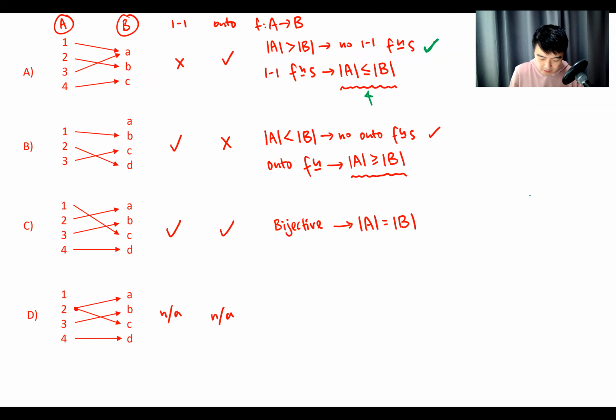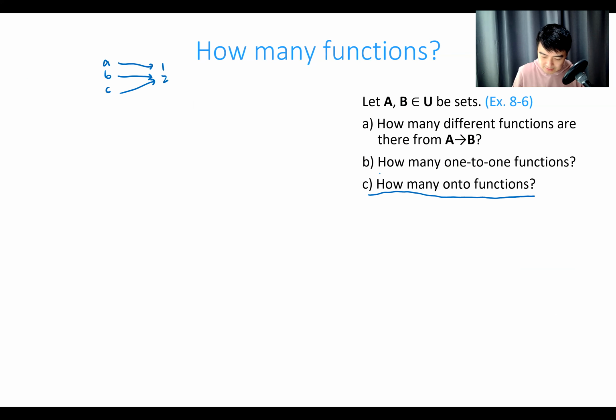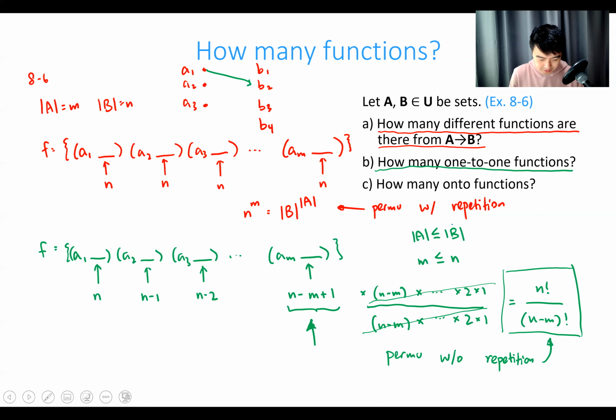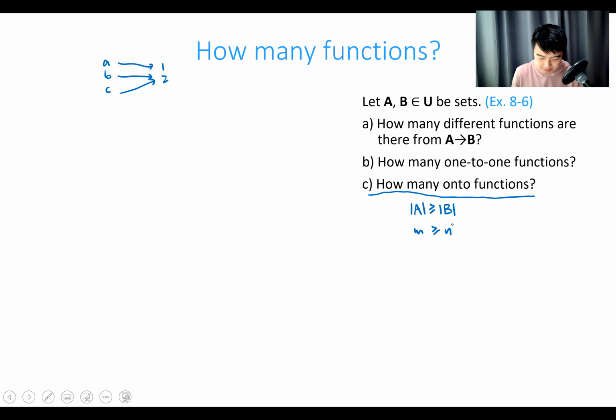So let's go back here. For an onto function, the size of A has to be bigger than or equal to the size of B, which according to what we were talking about before means that m is bigger than or equal to n. So we had our size of A equal to m and our size of B equal to n. Okay, so this is the assumption this time, as we go through this formula.